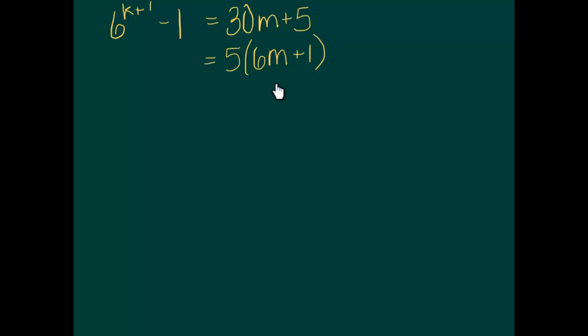Now, it just remains to show that 6m plus 1 is an integer. Because remember from our example, 3 didn't divide 13 because 4 1/3 wasn't an integer. So I can't say that 5 divides 6 to the k plus 1 minus 1 unless I explicitly say that this is an integer. Do I know that it's an integer? Yes. Here's why.